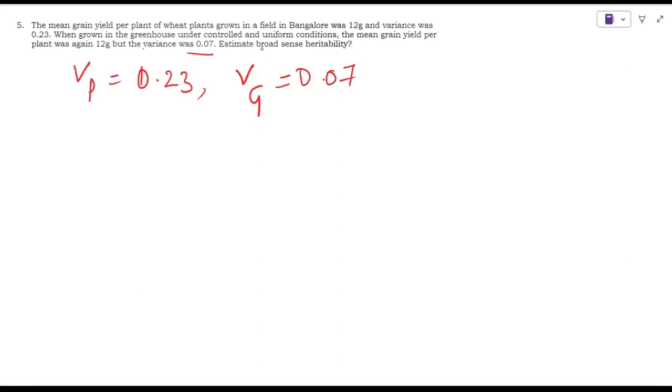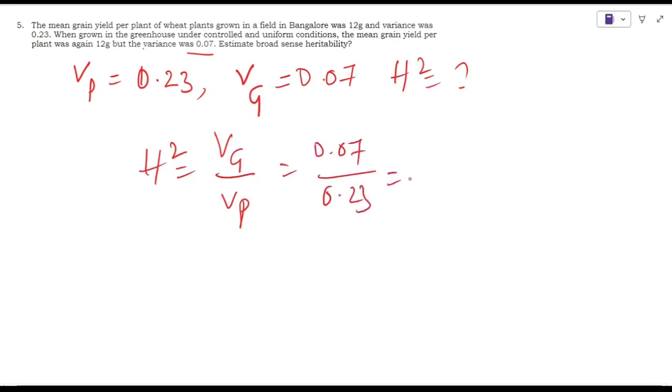And estimate broad sense heritability. We need to calculate capital H square here. You already know the formula. H square is equal to VG by VP. And now VG is equal to 0.07 divided by 0.23. It's a direct question here. 0.30 is capital H square. So the value is 0.30. That means you already know the conclusions here.